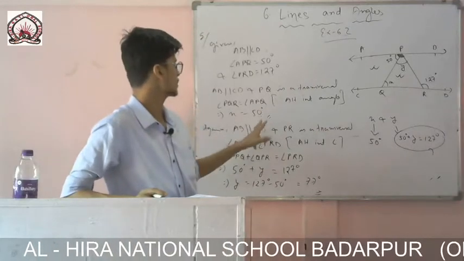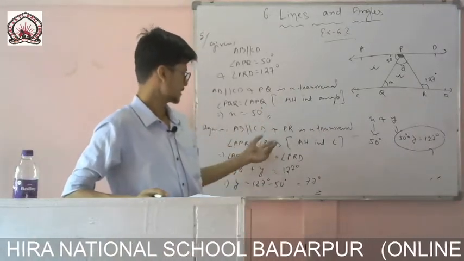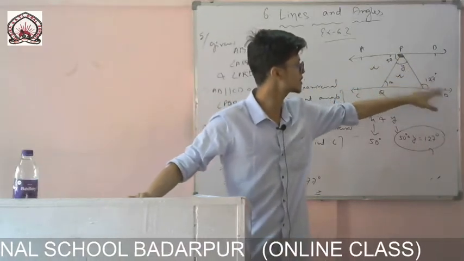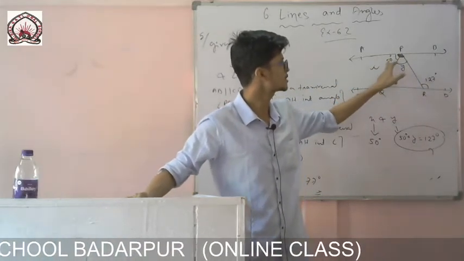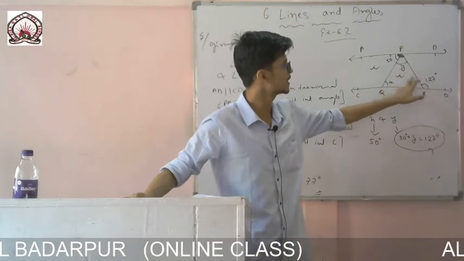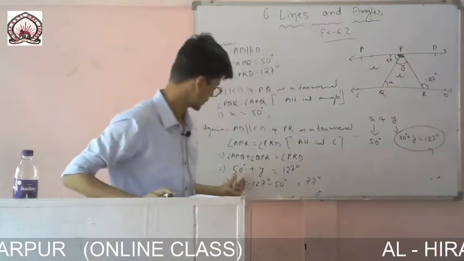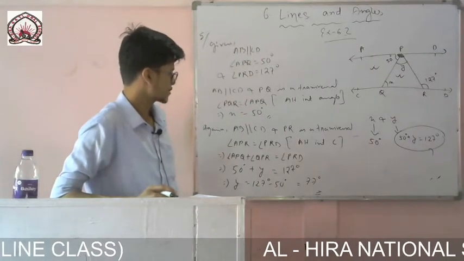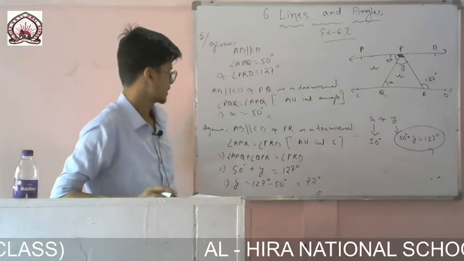So the value of X we got directly by writing alternate angles, in the first line. And for Y, we just wrote that this whole angle and this one are alternate angles. So this whole angle measures 50 plus Y and this one 127. So 50 plus Y equals 127, and that is Y equals 77.